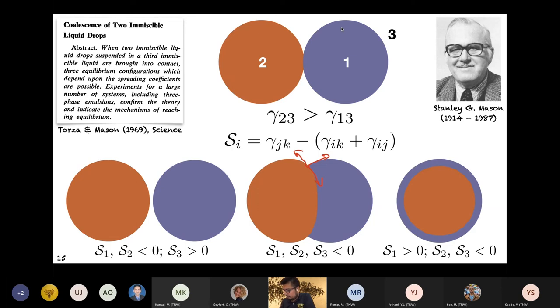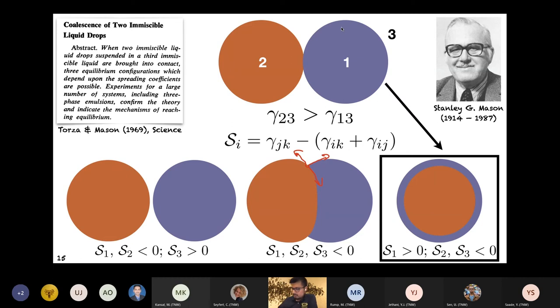And what happens when, let's say, S1 is positive, whereas both S2 and S3 are negative? Then the blue droplet in this scenario will engulf the red droplet. And as I mentioned before, I will only be talking about the third case, which is the case where this Neumann triangle cannot exist, where S1 has a positive spreading coefficient, so to speak.